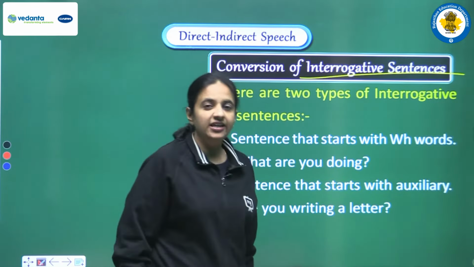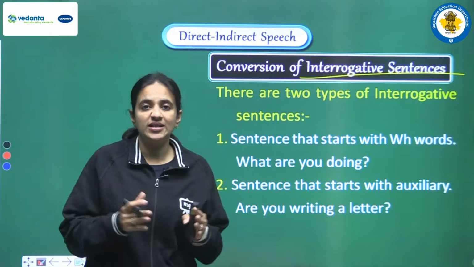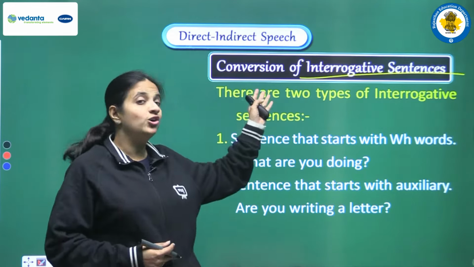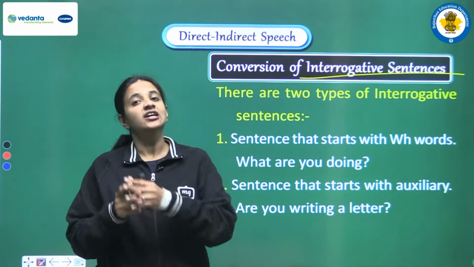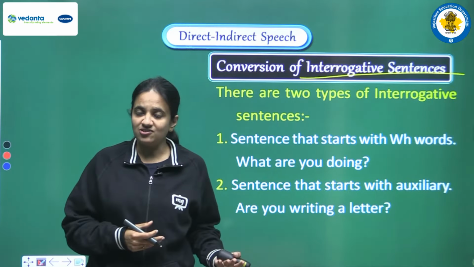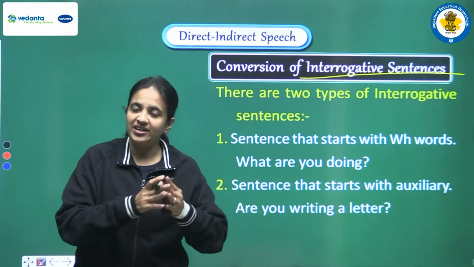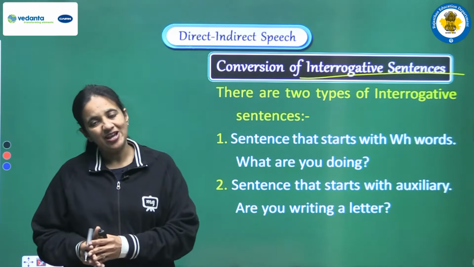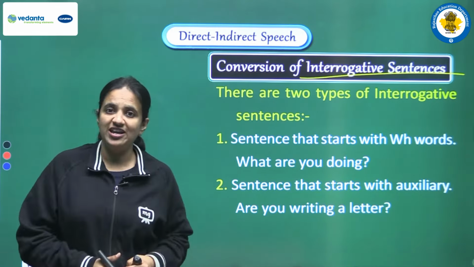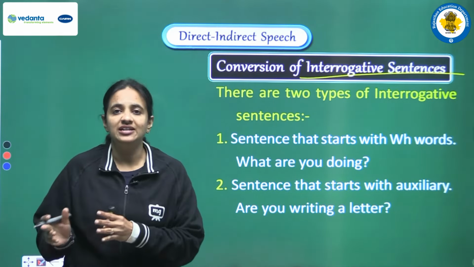So now next we have the conversion of the interrogative sentence. Now we will see how we have to convert a sentence that has the structure of an interrogative sentence from direct into indirect speech. So we can have an interrogative sentence also, and we can change it into indirect speech. What are the rules that we have to follow, what are the changes that we have to make, all that we will discuss here.